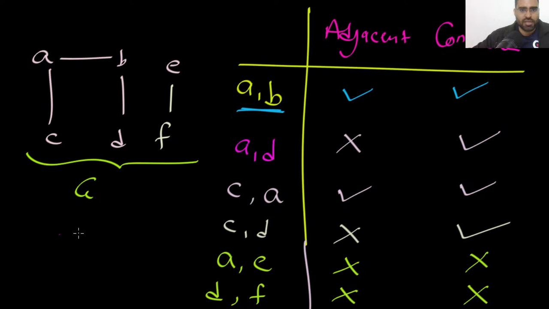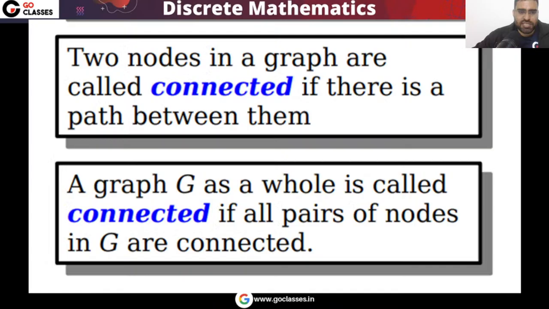Now, when every two vertices are connected by a path, then we say that graph is connected. Remember, two nodes are connected if there is a path between them. Connected means there is a path between them.